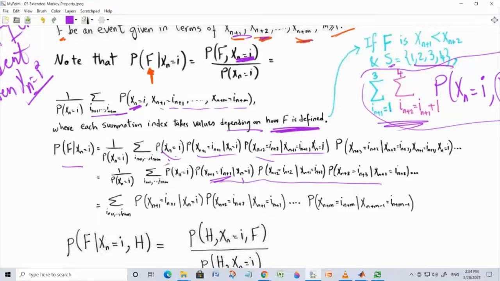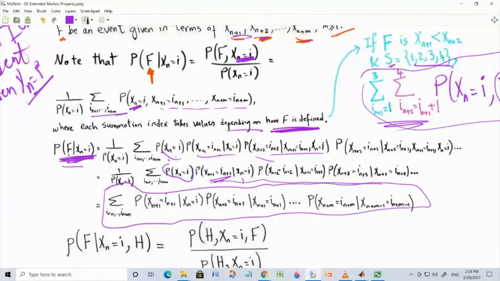Now, this guy, the probability that x of n is equal to i, there is nothing changing in it. Basically the things that are changing here are those indices i of n plus 1. This can be pulled outside, and it eliminates whatever we have in the denominator. And so this probability of f, which is an event in terms of x of n plus 1, x of n plus 2, up to x of n plus m, this conditional probability is given by this summation.